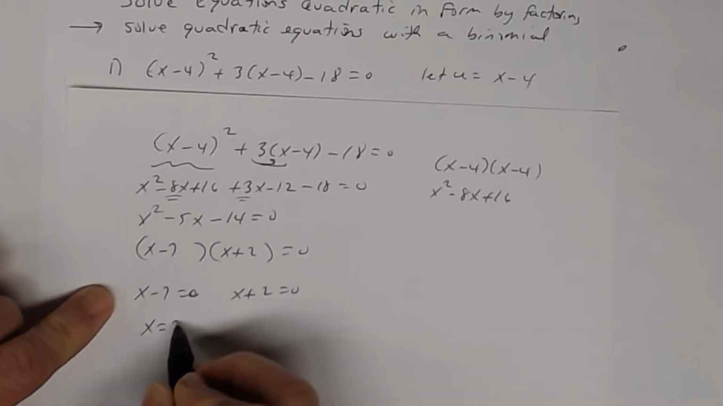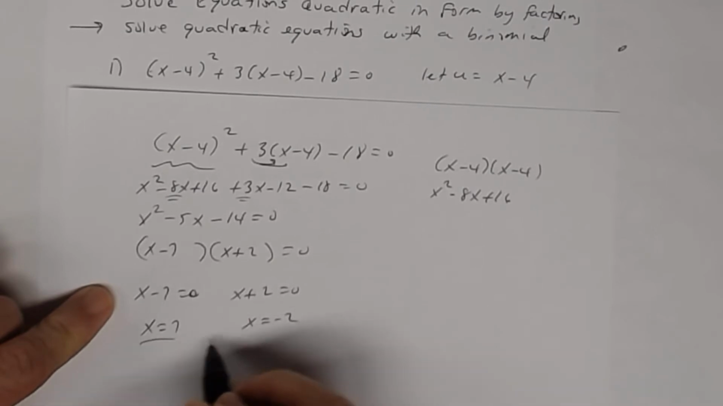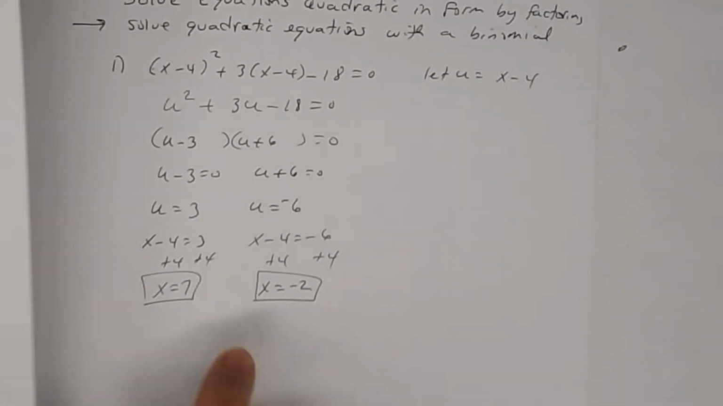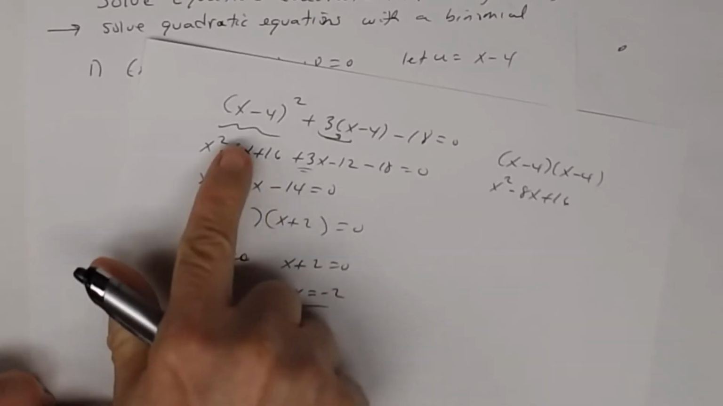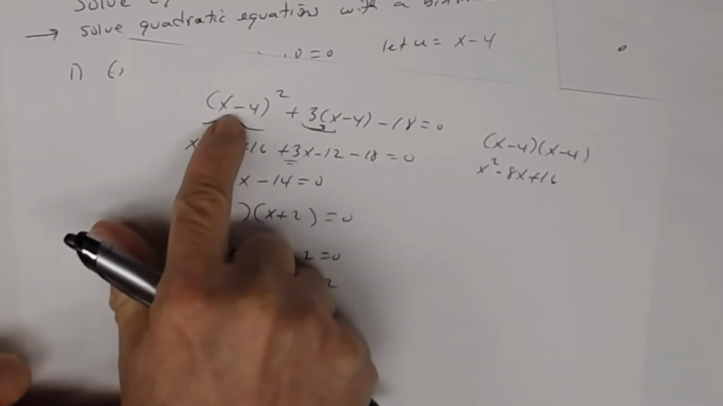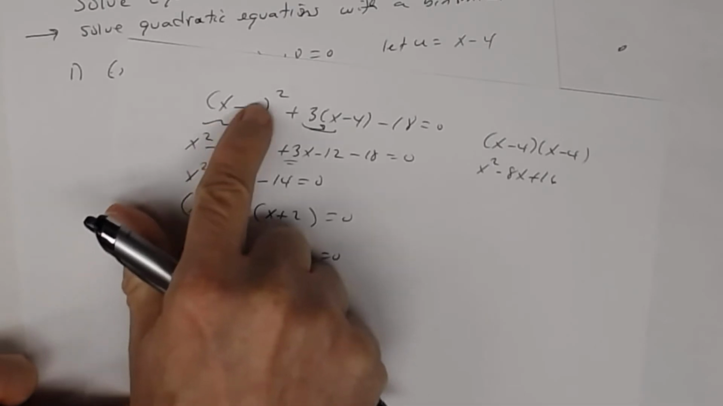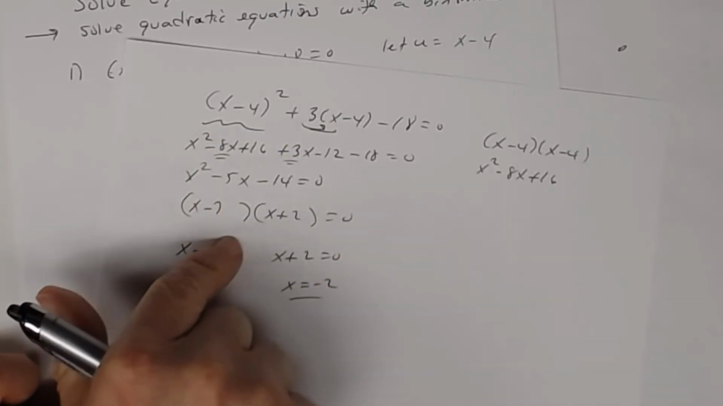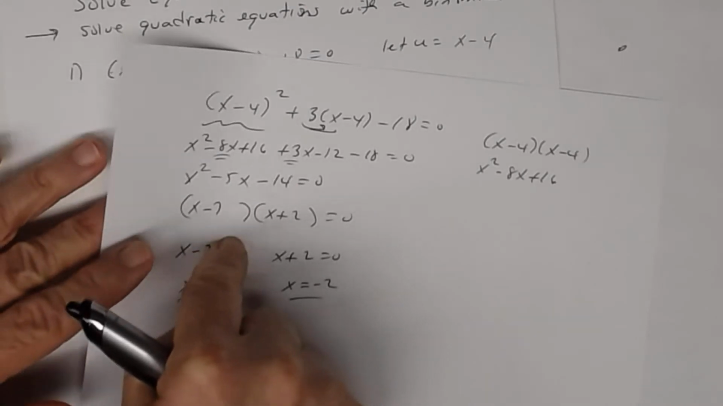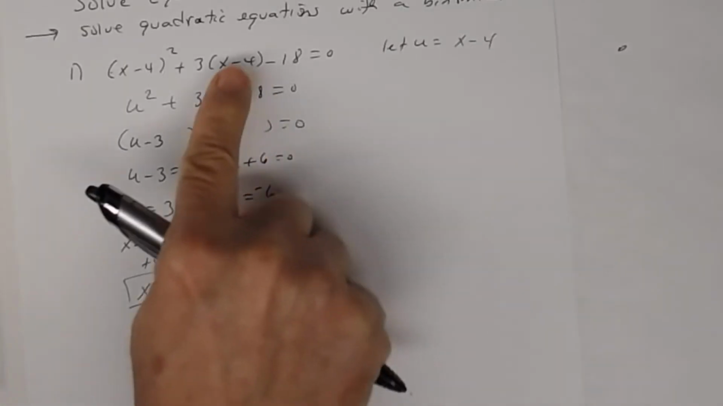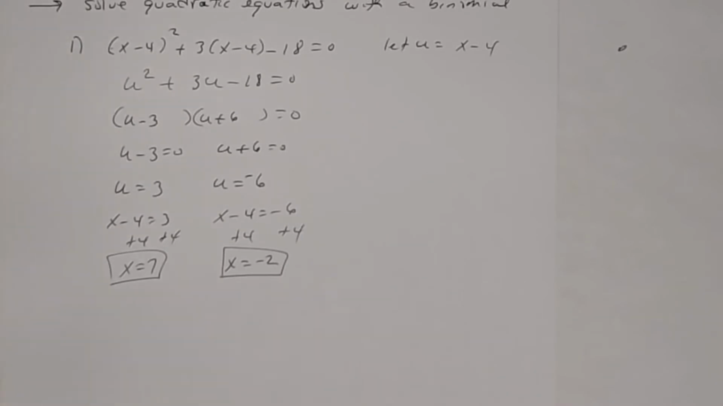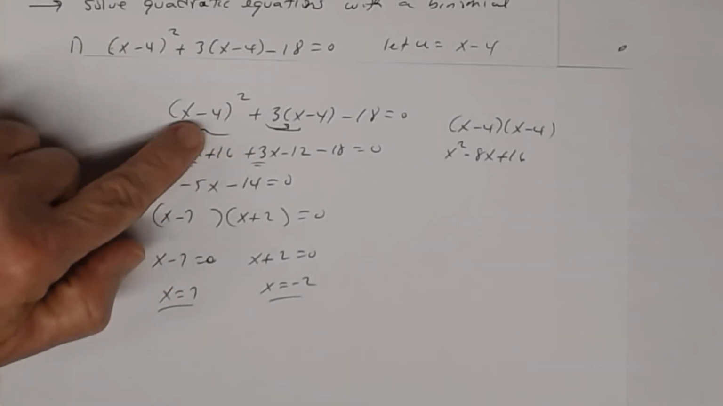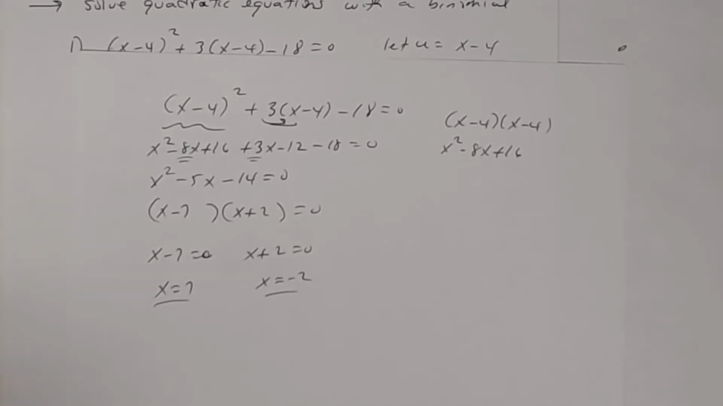You get x to be 7 and x to be negative 2, which are the solutions that we said we had to have. All right, but I'm just saying that when you multiply this out and you're not careful, you could mess up. It is better to do that substitution. Some students will do it this way. They'll go ahead and multiply this out and so forth.